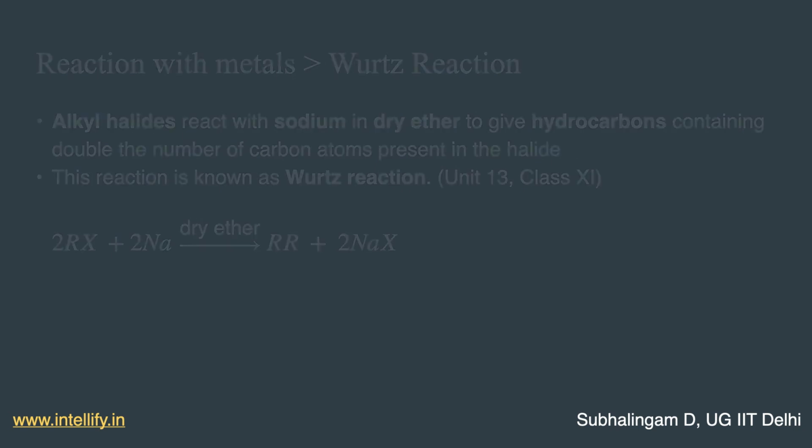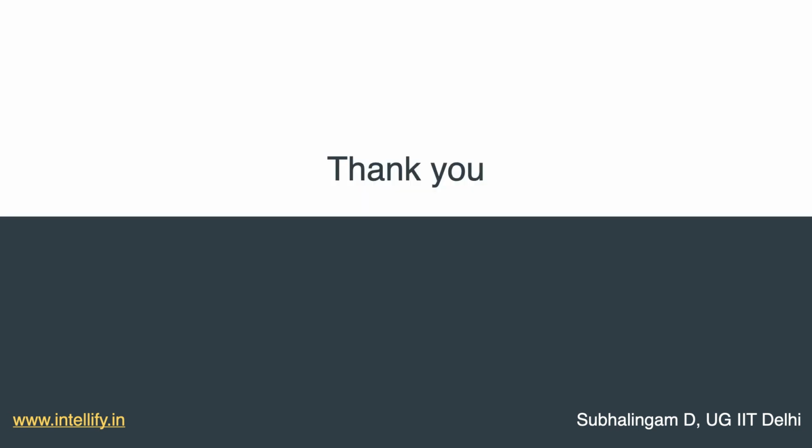With this, I would like to conclude this video. To summarize, we learnt about the chemical reactions of haloalkanes. We started off with substitution reactions, which included SN1 and SN2 reactions. Then we looked into elimination reaction, specifically dehydrohalogenation. Then we saw who wins among substitution and elimination. And finally, we saw the reaction of haloalkanes with metals, which included the Grignard reagent and the Wurtz reaction.